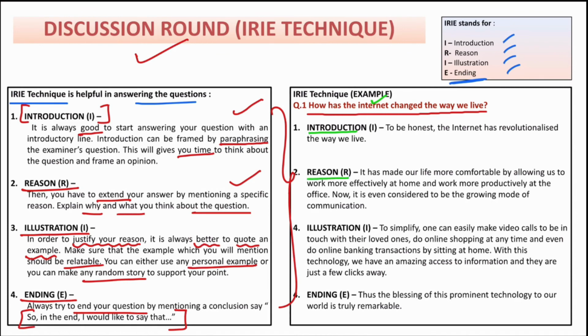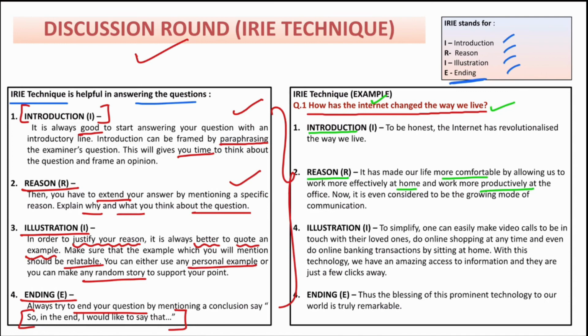Then comes the reason. I have to mention how the internet has changed the way we live. So I'll give the reason saying it has made our life more comfortable by allowing us to work more effectively at home and work more productively at the office. Now it's even considered to be the growing mode of communication. So you can see that without any examples, I've just mentioned the reason that how it is convenient.